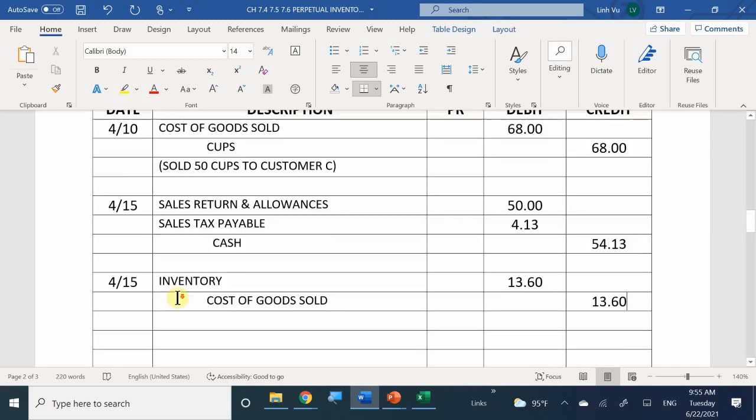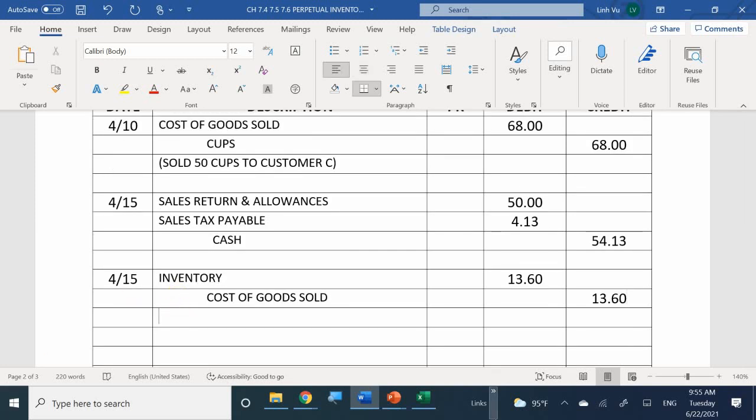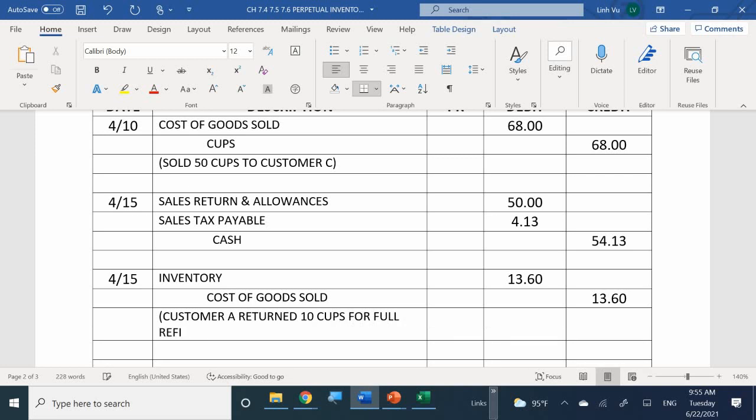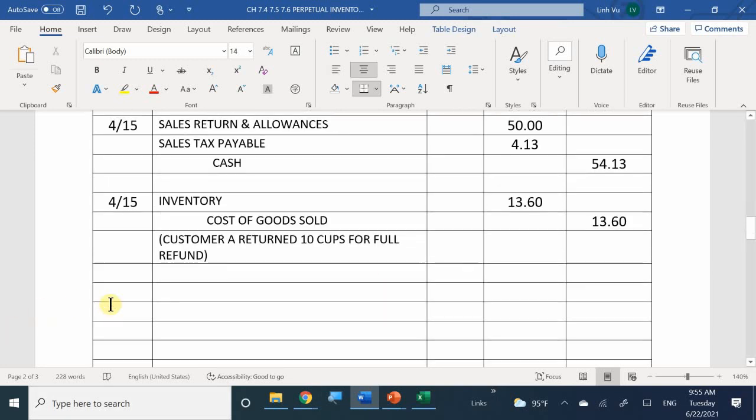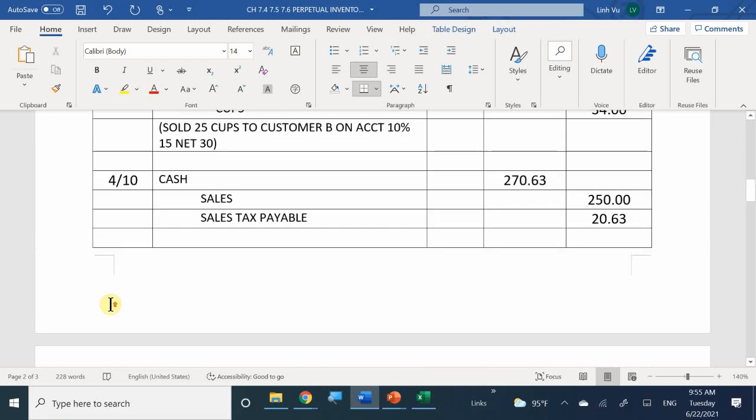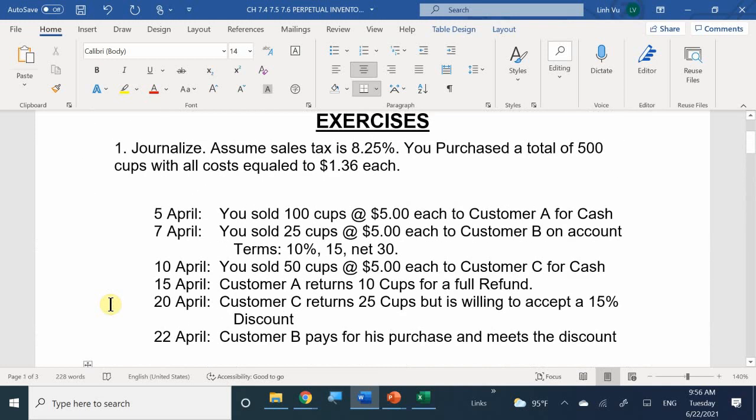So in this case, I'm going to go ahead and make a note here that customer A returned 10 cups for a full refund. All right, let's take a look next. Okay, so customer A, we did their return. So then what happened on April 20th?